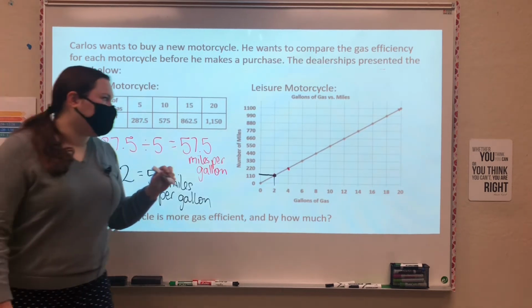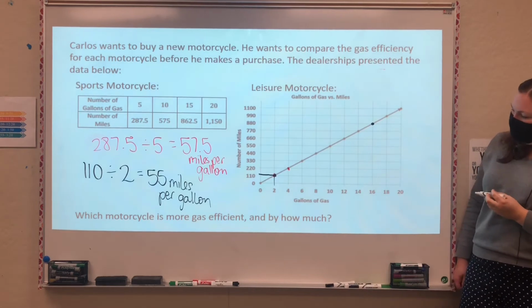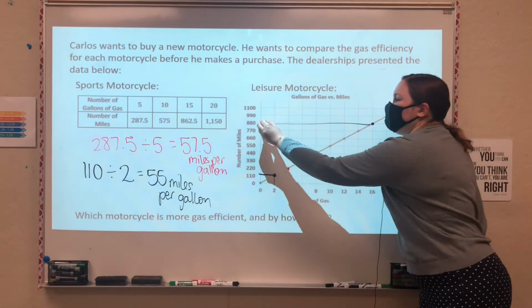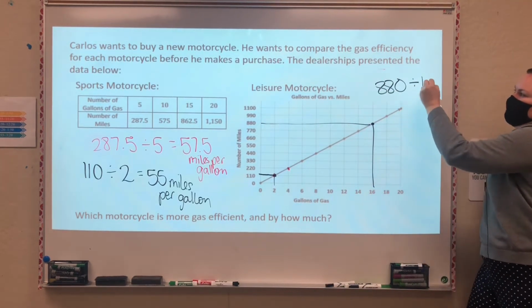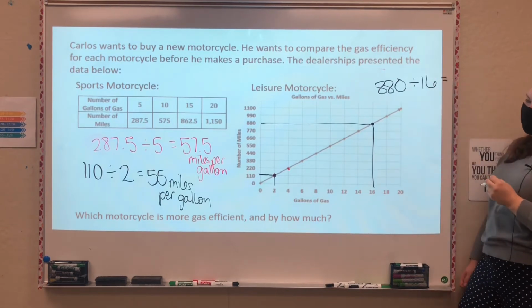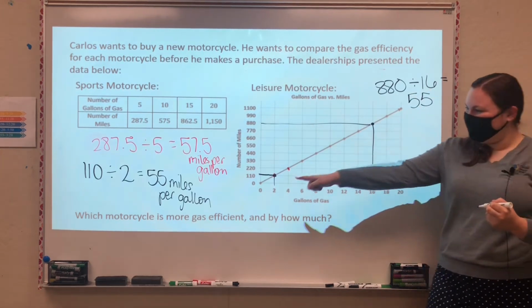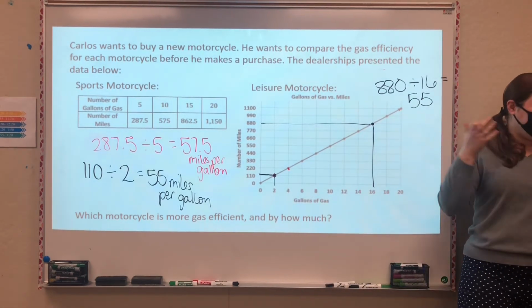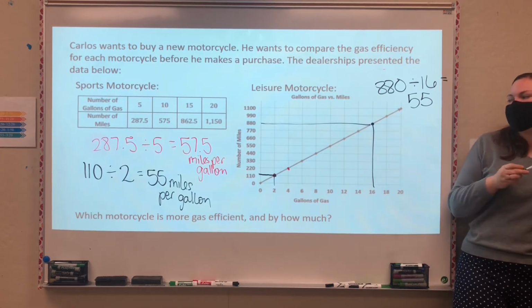You could use the other ones. If I wanted to use this one instead, what would I do for that point? 880 divided by 16. Yep, 880 miles divided by the 16 gallons. What's that one going to get you? 55. It's going to be the same. We've got a lot of data here, but we don't need to use all the data to figure out that unit rate. You just need to use one for each motorcycle.